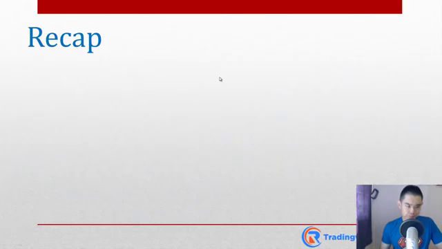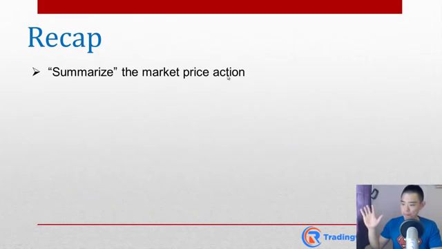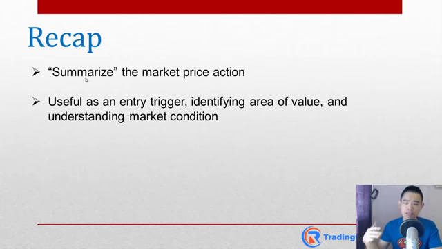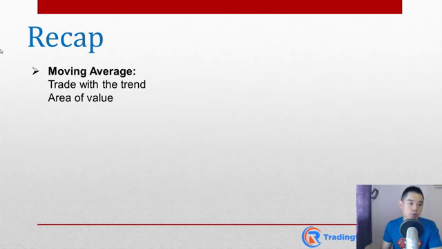Okay, so quick recap. We have talked about indicators in this section. Number one, indicators pretty much summarize the market price action by applying a formula to the historical data. They can be used as an entry trigger, identifying an area of value, and even to help you understand the market condition. So we talked about moving average. It can help you trade with the trend, help you define an area of value. In fact, it can even help you trail your stop loss. I didn't include that because the Donchian channel pretty much meets that need, but moving average can do that.